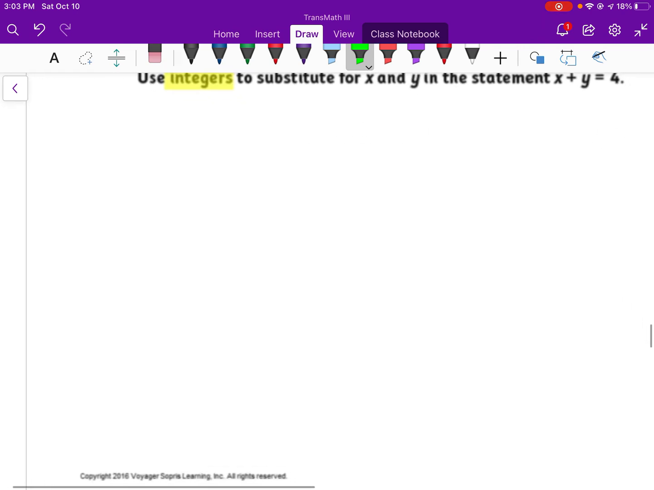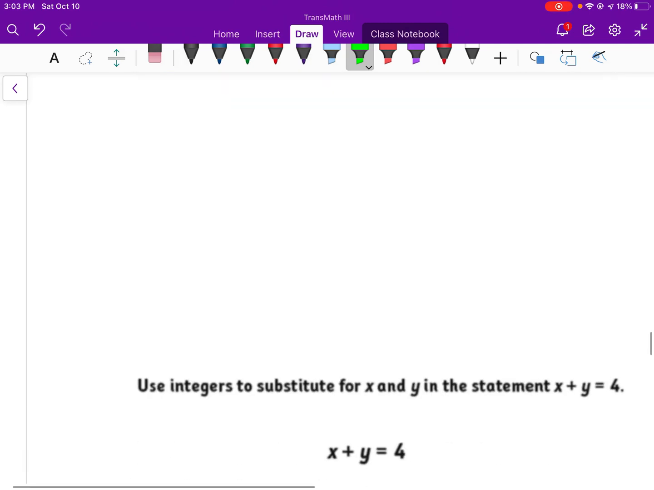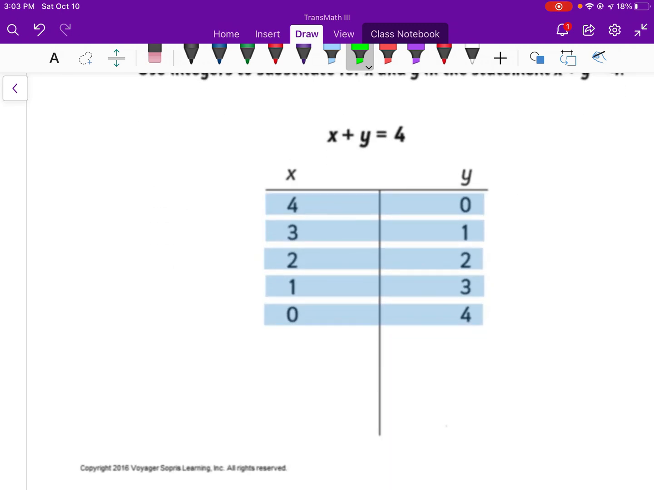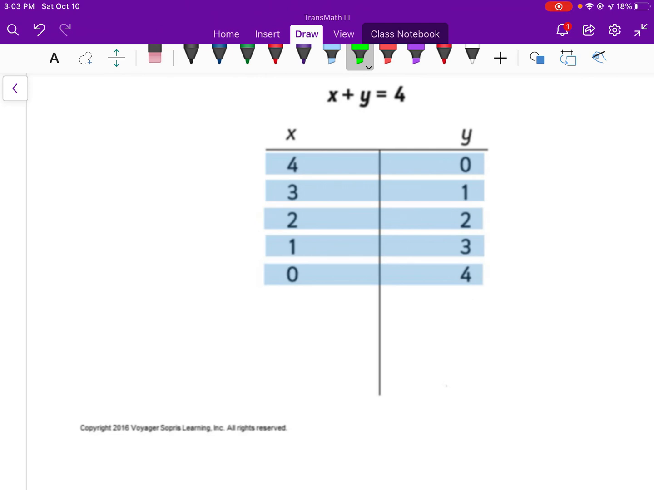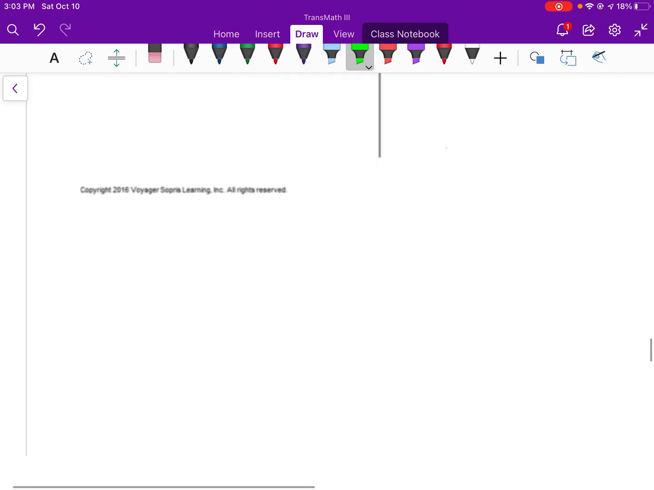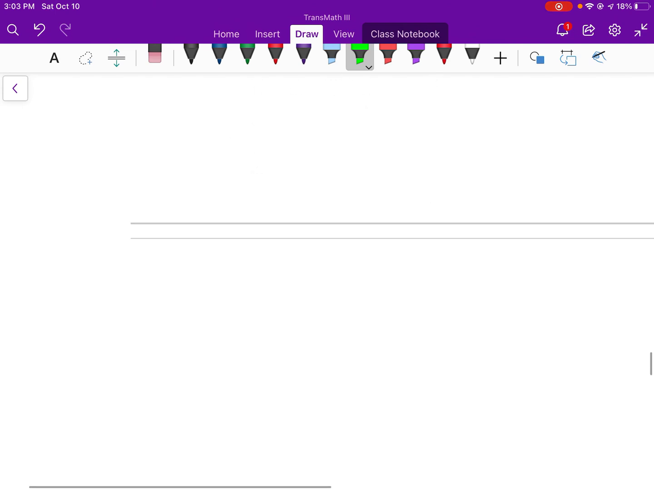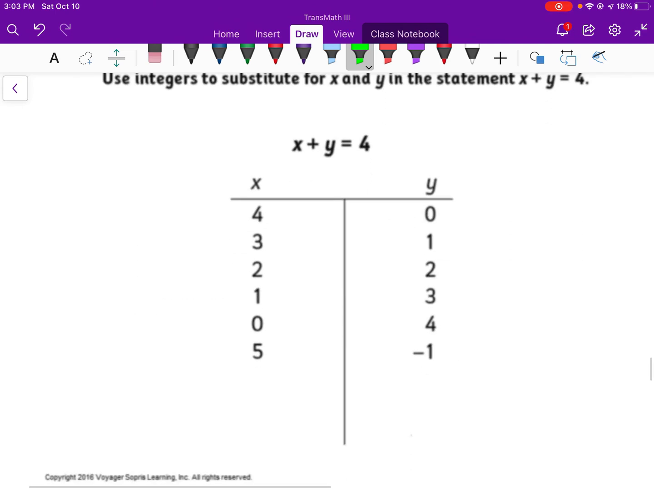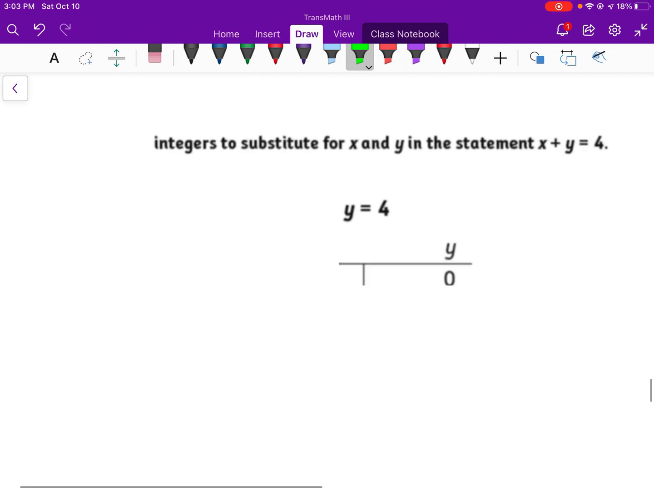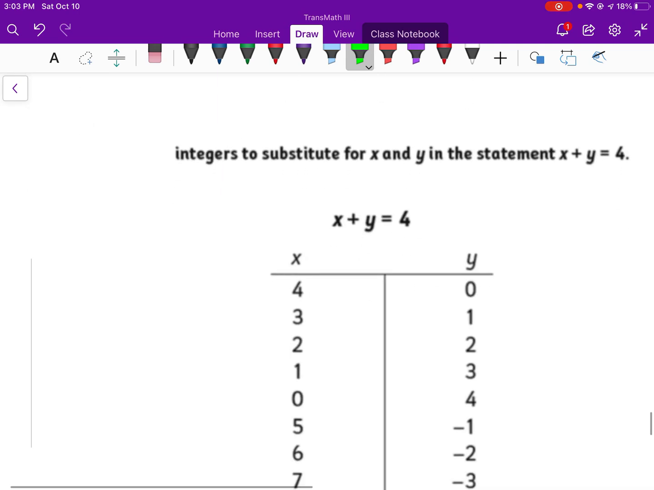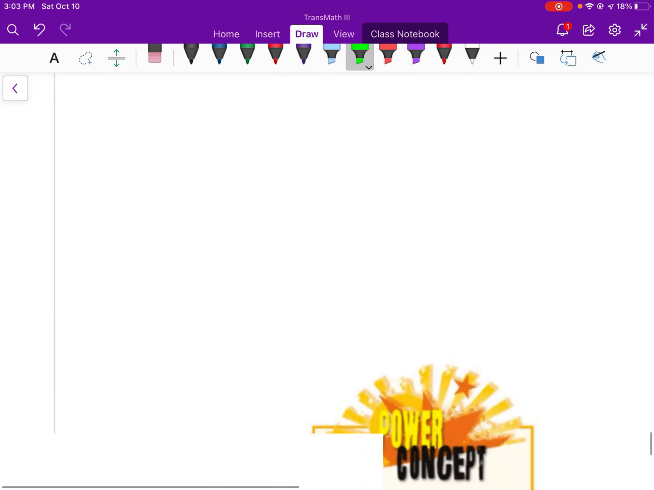Okay, now that was whole numbers. Now if we start talking about integers, integers are going to include the negative values as well. All whole numbers are integers, but not all integers are whole numbers. So if we go the route of 5, 5 plus what is 4? You actually have to do 5 minus 1. So 5 plus negative 1 is 4. Okay, so 6 minus 2. 7 minus 3. 8 minus 4.